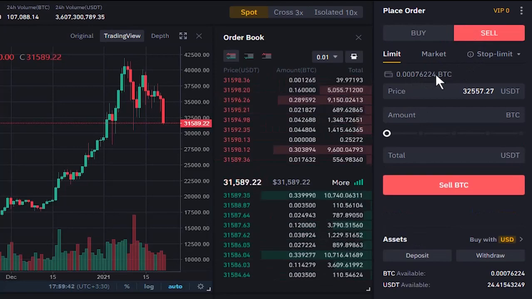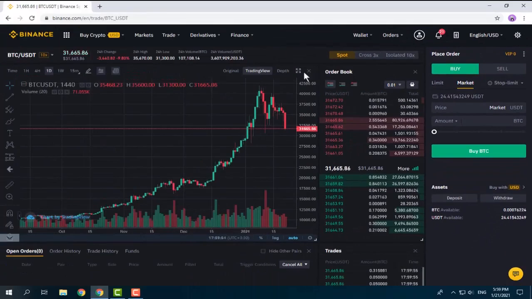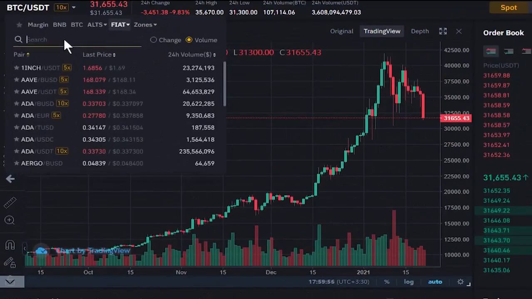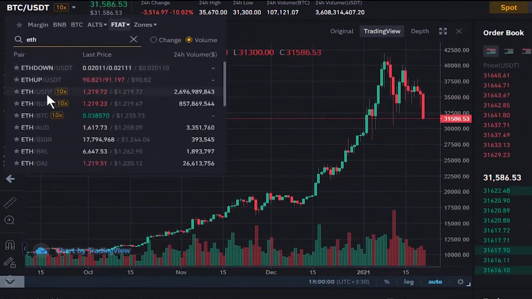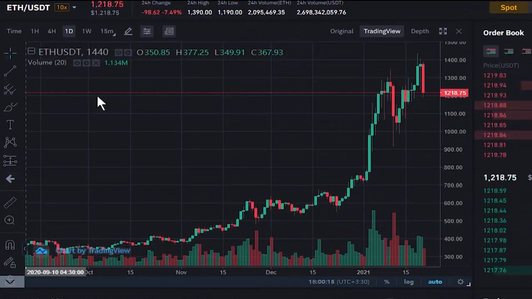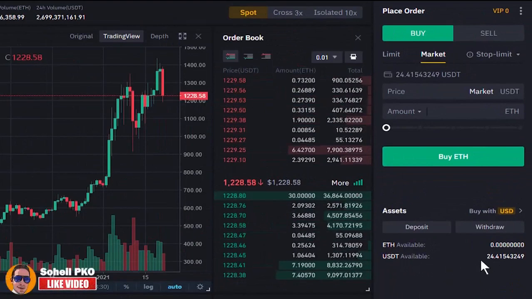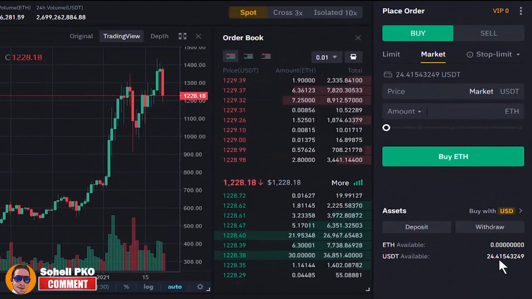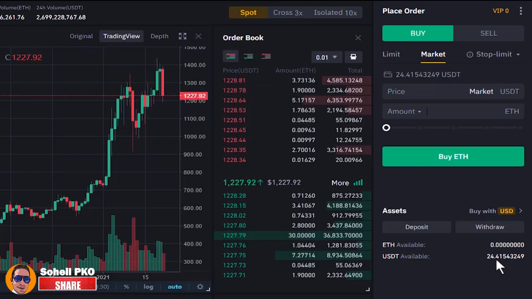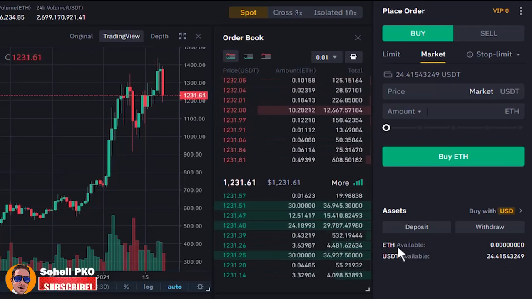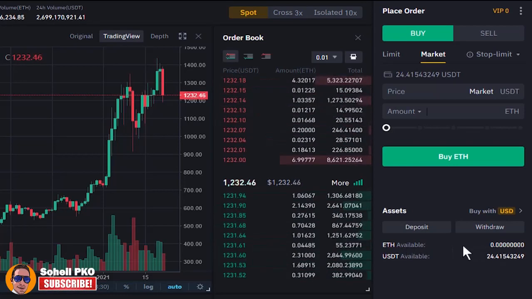For another example, let's buy Ethereum. Here we search Ethereum, ETH, and here it is. We chose ETH to USDT because we have USDT and we want to buy Ethereum by Tether. Here in the bottom in the assets, as you can see, we have 24.4 Tether available to buy Ethereum, and no Ethereum available yet, as you can see.